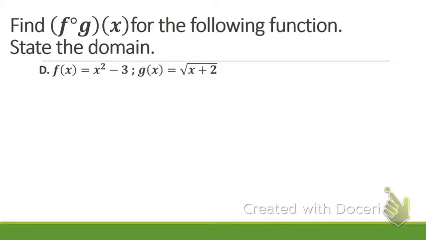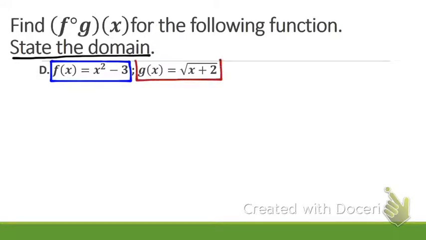All right. We're going to do the composition here, f of g of x, and we're going to state our domain. We haven't done that with a composition yet. So I have f of x here, and I have g of x here. We want to compose f of g of x. So which function goes on the outside?